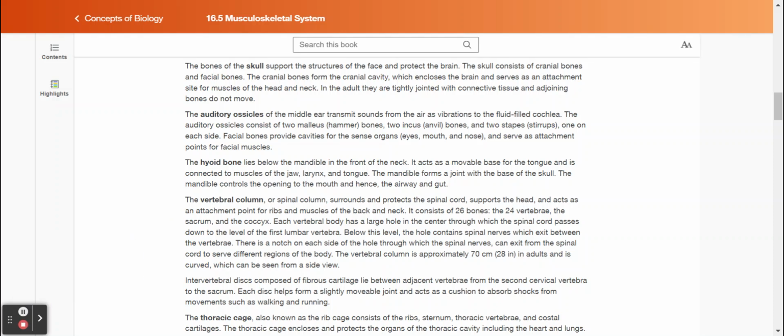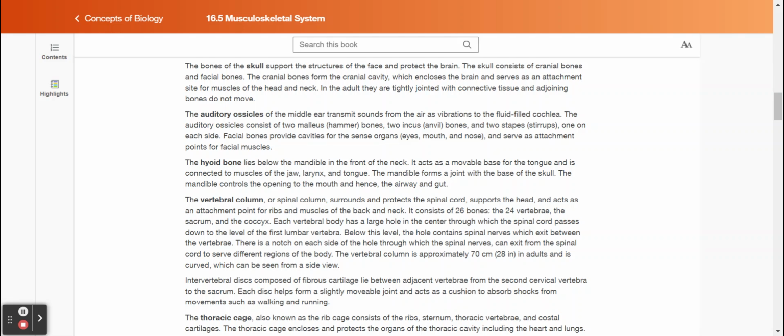The bones of the skull support the structures of the face and protect the brain. The skull consists of cranial bones and facial bones. The cranial bones form the cranial cavity, which encloses the brain and serves as an attachment site for muscles of the head and neck. In the adult, they are tightly jointed with connective tissue, and adjoining bones do not move.